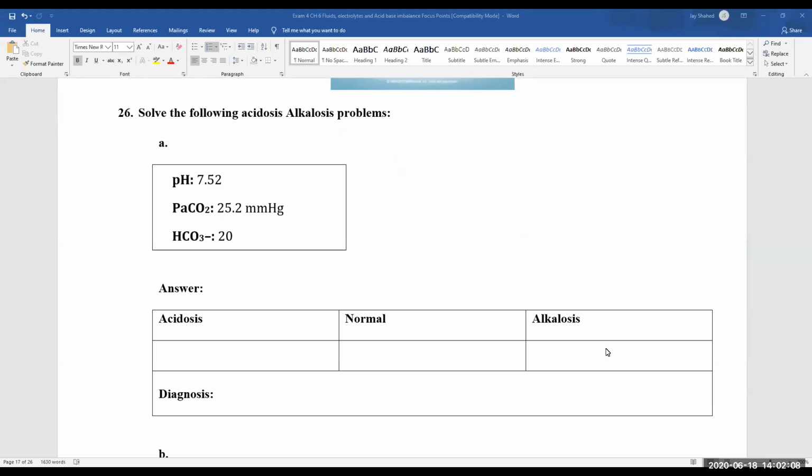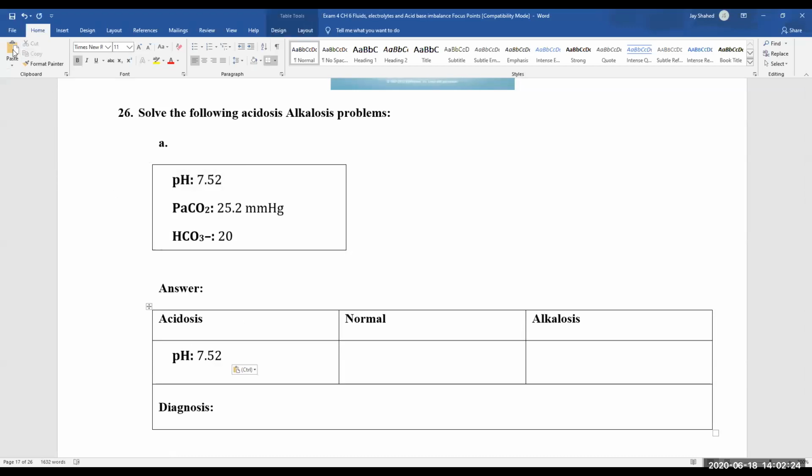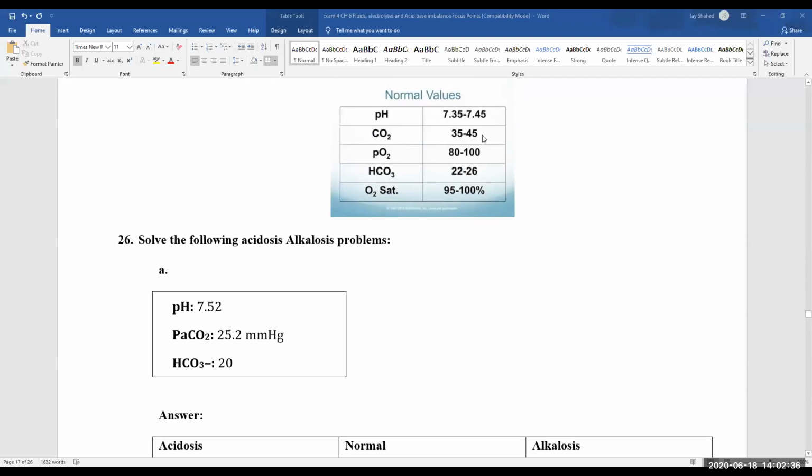Let's start with the pH. What do you think the pH is, acidic, basic, or what? Basic. So you're going to take the pH here and put it under alkalosis. Now, let's go into this. This is PaCO2, 25. Is that lower than 35 or higher than 35? Acidic? It's basic. It's flipped, the other way. You understand? So don't confuse this.